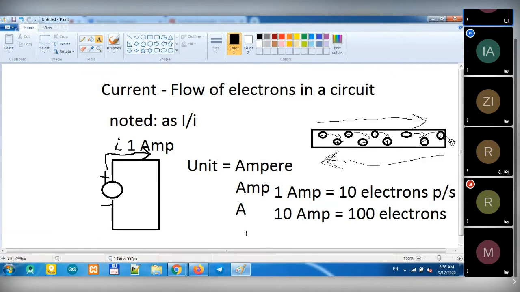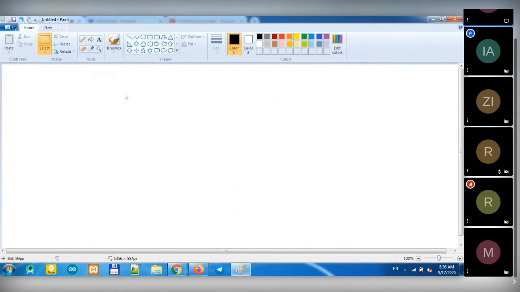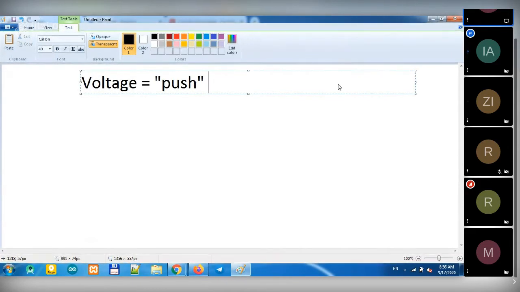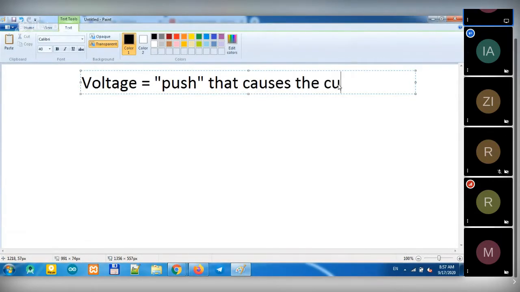Okay, let's move to voltage. Let's write the definition. Voltage is a push that causes current to flow.